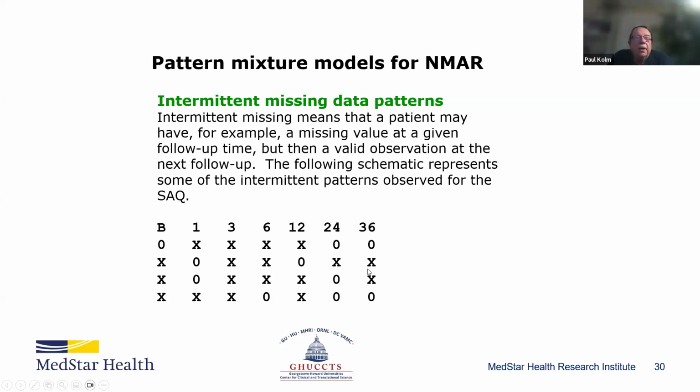So what we're going to do in pattern mixture analyses is assume that these are missing at random. The missing data at 1 month here and 12 months here, and this one at 1 month and at 24 months, and the last one here missing at 6 months, we'll assume that they're missing at random, and so we can impute those just like we would normally do.